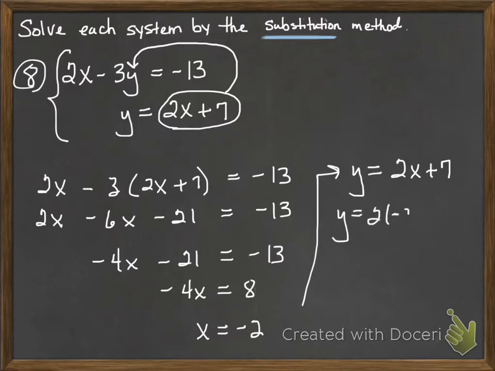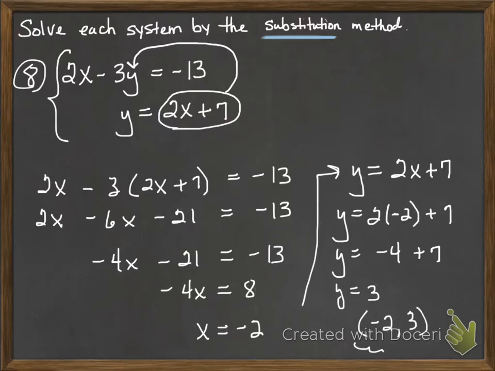So if x is -2, then y is going to come out to be -4 plus 7, which is 3. So y is 3. So they're going to write this solution as an ordered pair. So we found out that our x from our solution was -2 and our y was 3. So they'll write the solution as an ordered pair.